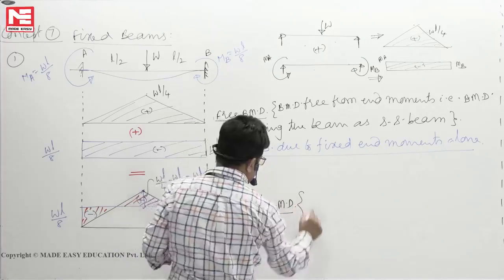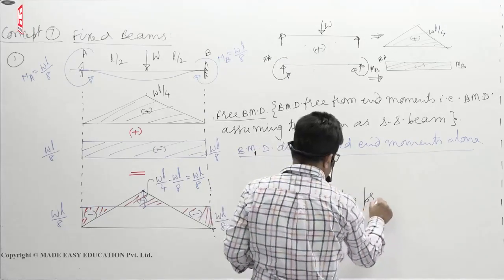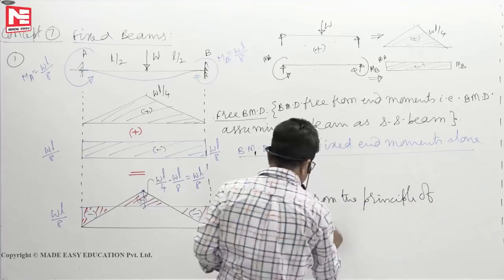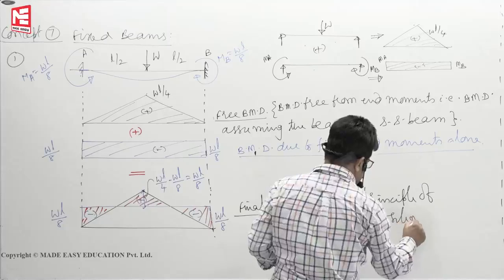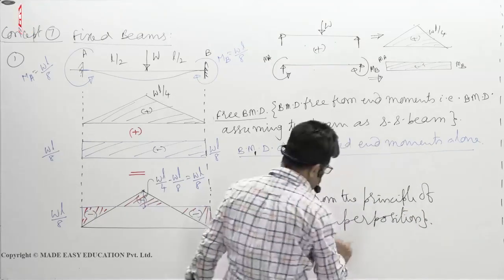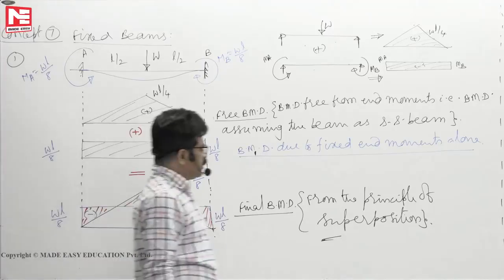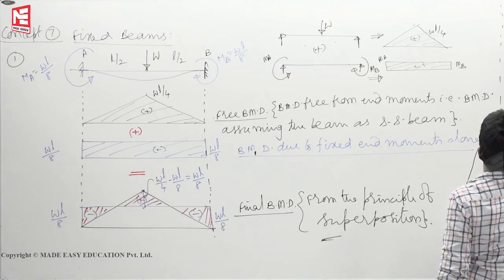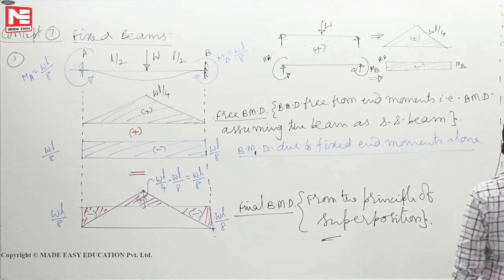How did you get this one? From the principle of superposition. Okay, now let us see these points. Note 1. Assume that you have forgotten the MA and MB values. Then what we do is this.